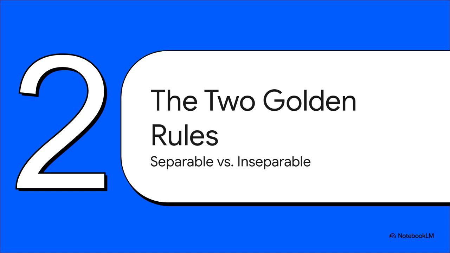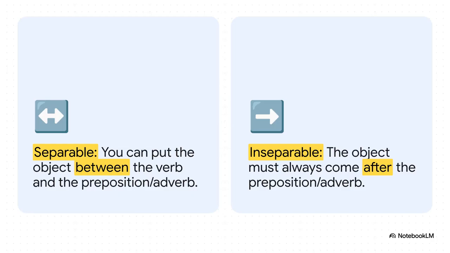Section 2, the 2 golden rules. Okay, now that we know what they are, let's figure out how to use them. This is where most people get tangled up, but it really all comes down to 2 simple rules: separable versus inseparable. Every single phrasal verb fits into one of 2 buckets, separable or inseparable. Separable means you can actually put the object of your sentence right in the middle of the phrasal verb. Inseparable means you can't. The verb and its little particle are basically glued together.